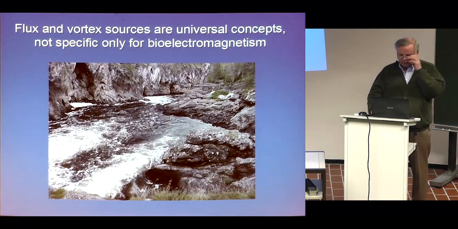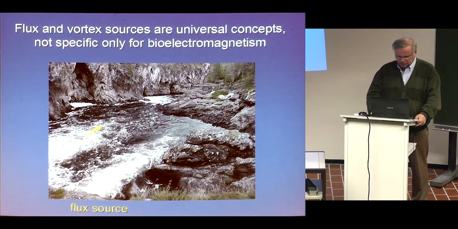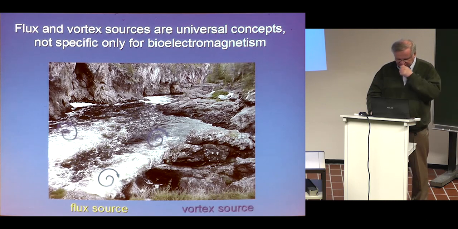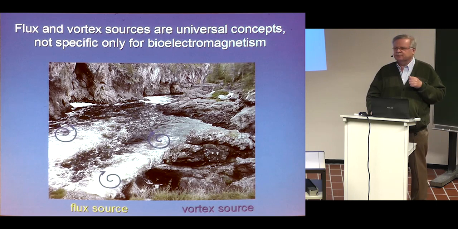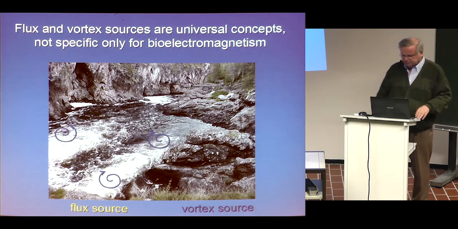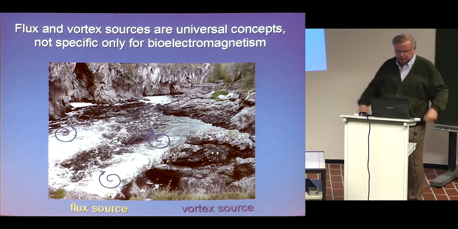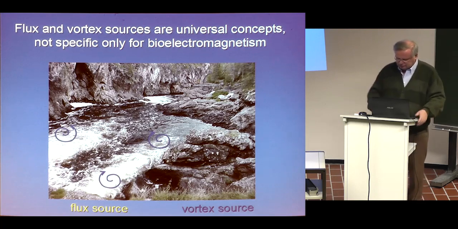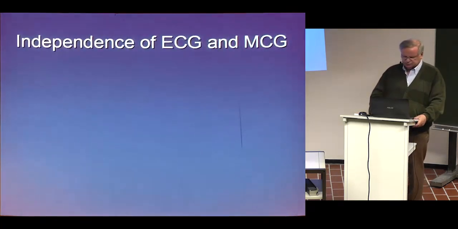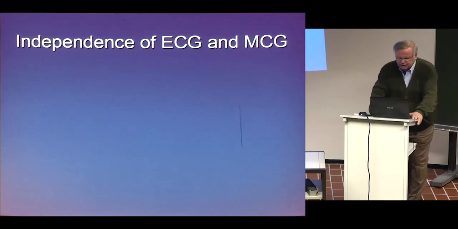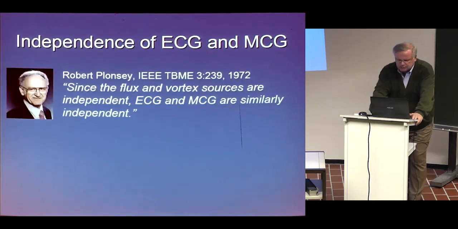If you look at the rapids of a river, the water movement progressing along the river is a flux source, and the water in the rapids is rotating; that is the vortex source. Or in meteorology, the movement of the air. These are just universal concepts. Now, about the independence of ECG and MCG.